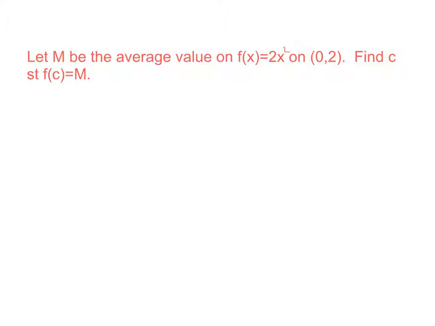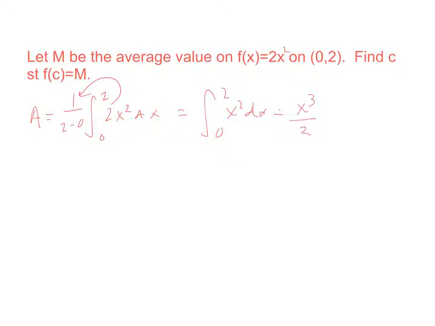So we want to go ahead and realize that the integral for the average value, we want to find the average value from 0 to 2 of 2x squared dx, and 1 over 2 minus 0 to get that average. So I'm going to bring the 2 out. Really what I'm dealing with is 2 over 2, which is just 1, x squared dx, which is x to the 3rd over 3 from 0 to 2, which is 8/3. So that's my mean value.